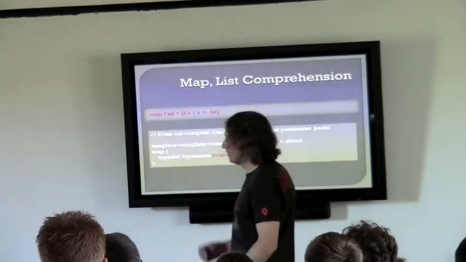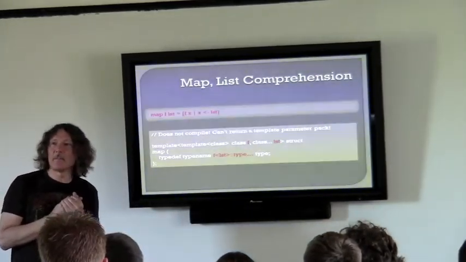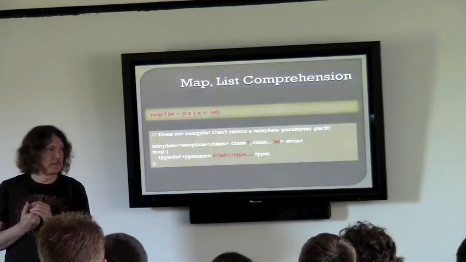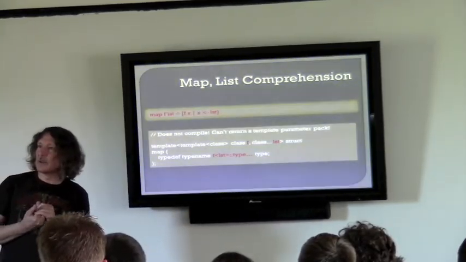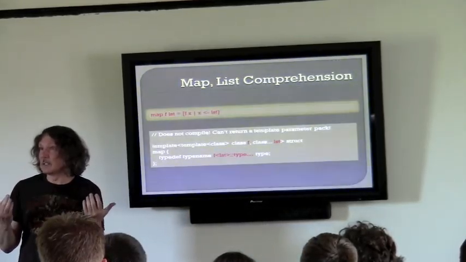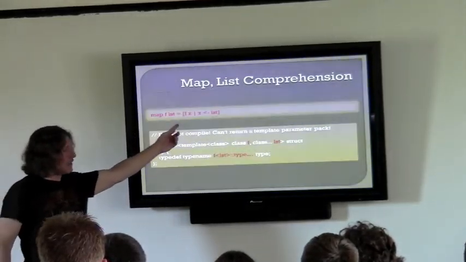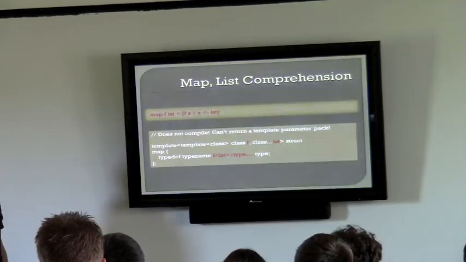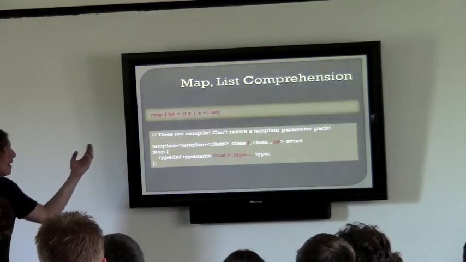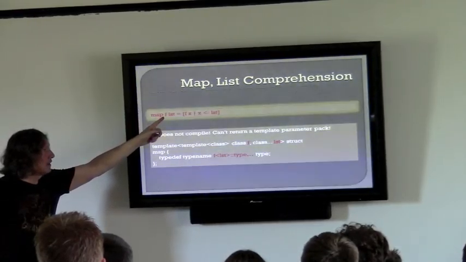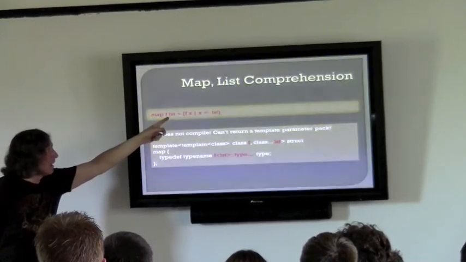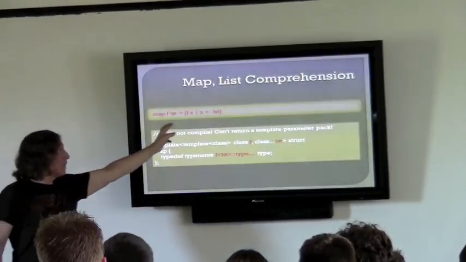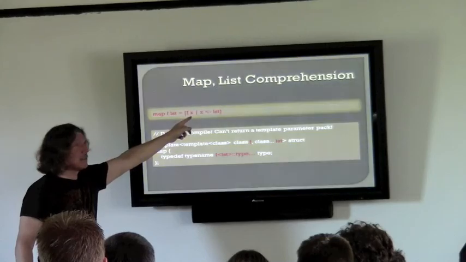But here's the next problem. I want to implement the map algorithm. Map is what at runtime STL calls transform. So you take your list and you apply a function to every element of the list and you get a new list. I wrote it in a funny notation here. In Haskell you can write it this way. It's called a list comprehension, and it's based on mathematical notation. So map takes a function that operates on elements of the list, and a list. And it returns a new list that contains elements f x, f acting on x.